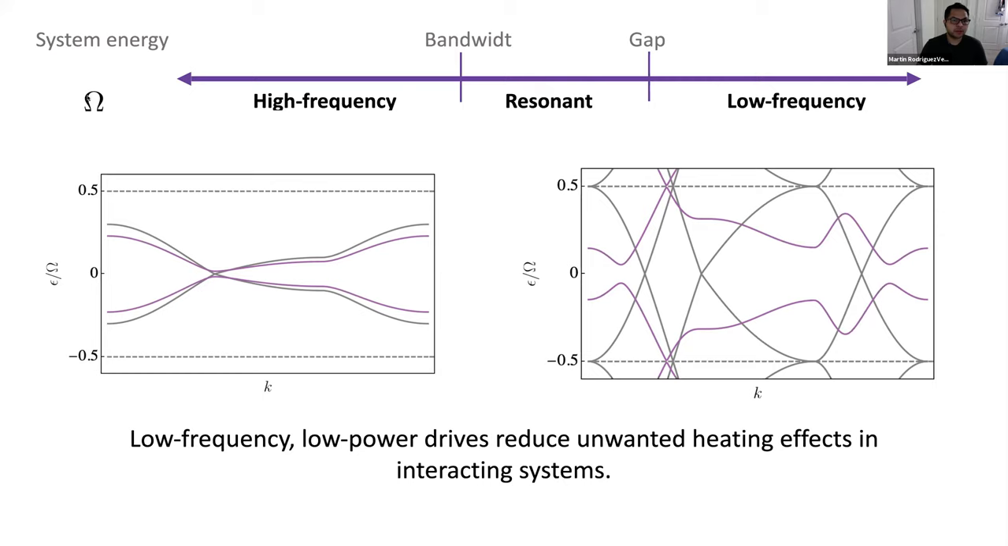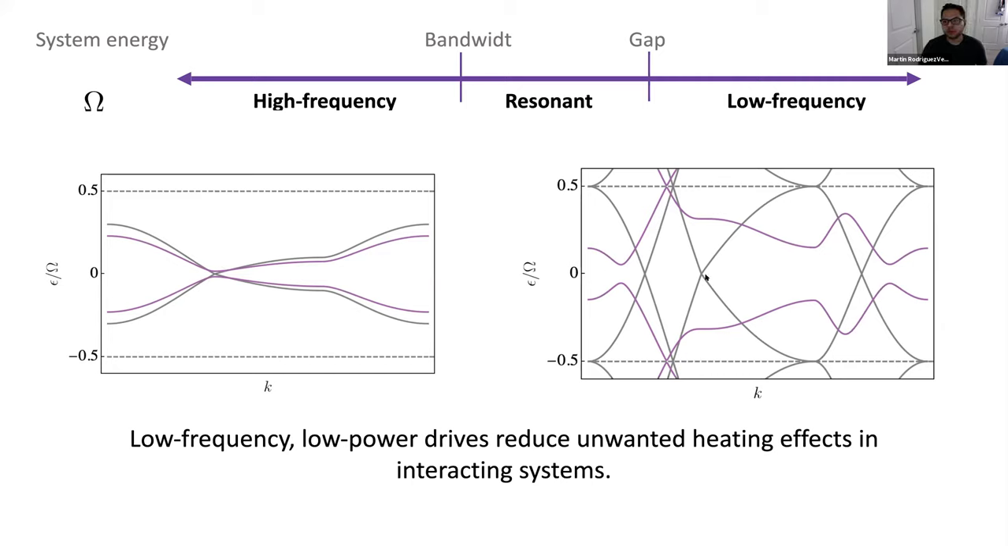So if the drive frequency, or the frequency of the laser, is larger than the bandwidth, we can say that we're in the high frequency regime. If our frequency is somewhere in between, in resonance with one of the bands of the system, we call this the resonant regime. And if the frequency is lower than the gap of the system, we can say that we are in a low frequency regime. Now, in the high frequency regime, I'm showing here an example in this plot on the left of your screen. And you can see two main effects when you compare the gray curve, which is the static case, with the purple curve, which is the quasi-energies for the driven system. So you see that you modify the bandwidth of the system and you open up a gap.